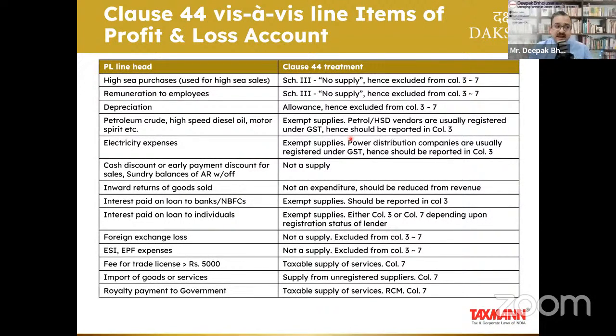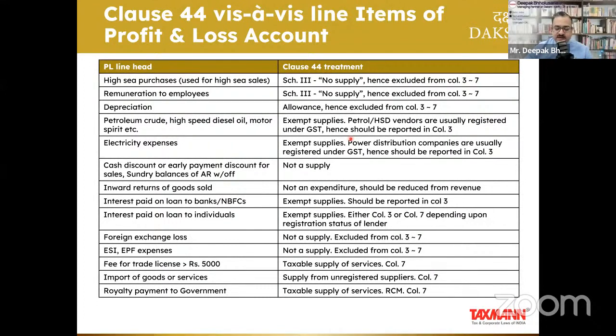There may be a situation that supplies are from a GTA. Again, GTA can be registered, GTA can be unregistered. GTA registered, there can be RCM. GTA registered, there can be FCM. If GTA is unregistered, it will always be RCM. So if you are paying RCM on account of supplies from a registered GTA, it needs to be reported in column number 5 only. If you are paying RCM on account of a GTA who is unregistered, it needs to be reported under column number 7 only. But again, I will suggest that you give your tax position in your 3CD.